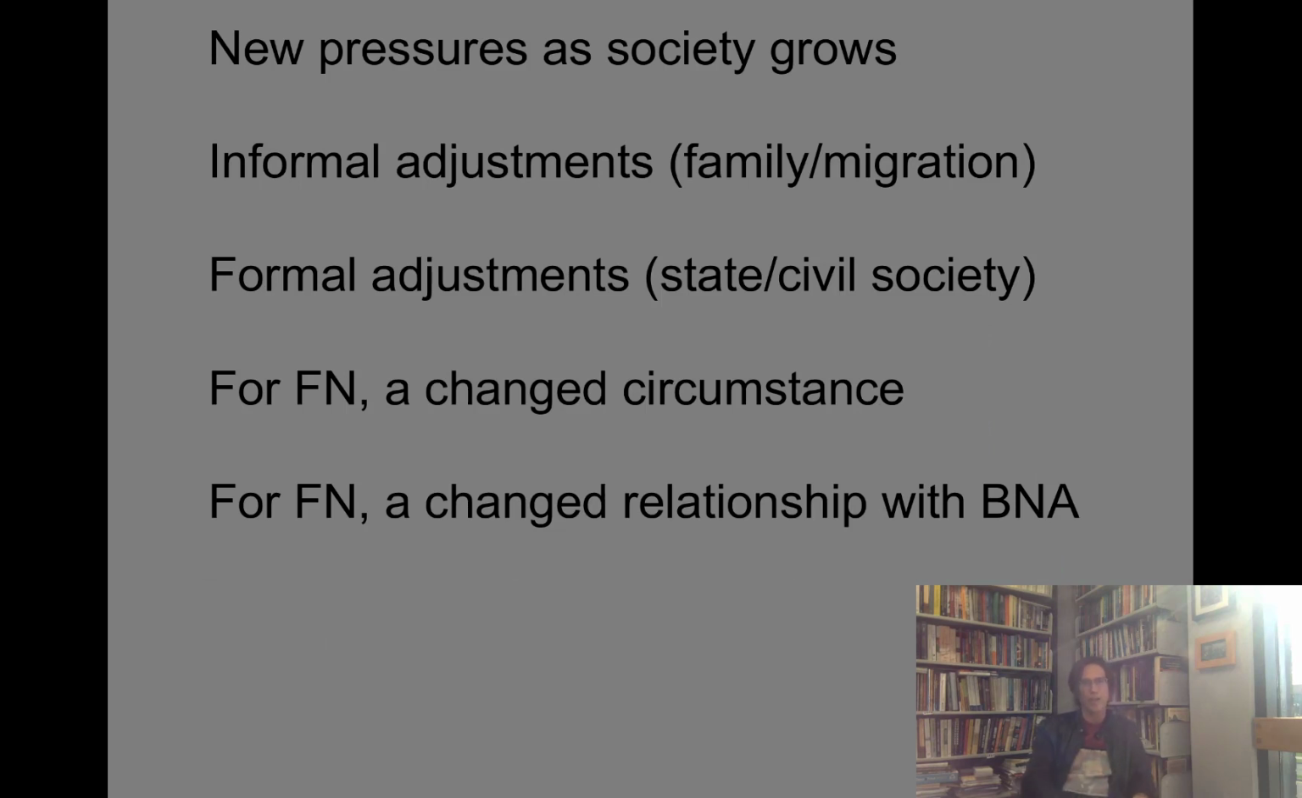Some quick summary here. We're seeing lots of new pressures as the society grows. We're seeing lots of informal adjustments. Changing ages of marriage, so restrictions on families changing, migration in and out of the colonies, but families looking for ways to support themselves more effectively, often by sending their children away or children on their own deciding to go away. These are informal adjustments. There's also formal adjustments. The state is beginning to try to make some changes, trying to implement new infrastructure arrangements. The civil society organizations that are forming. These are formal responses to the problems that exist within these increasingly problematic urban societies.